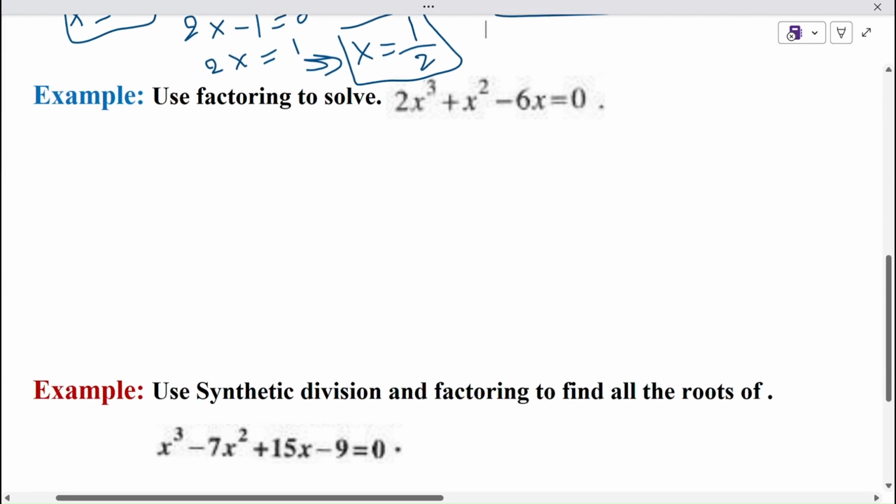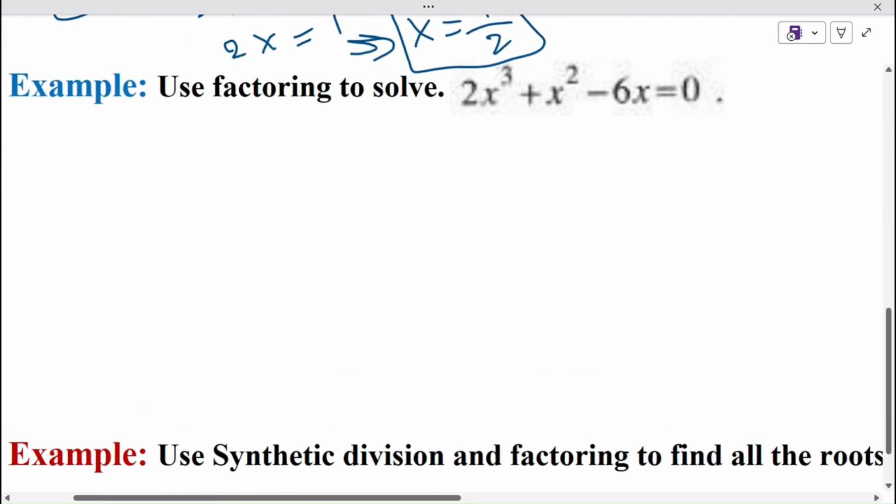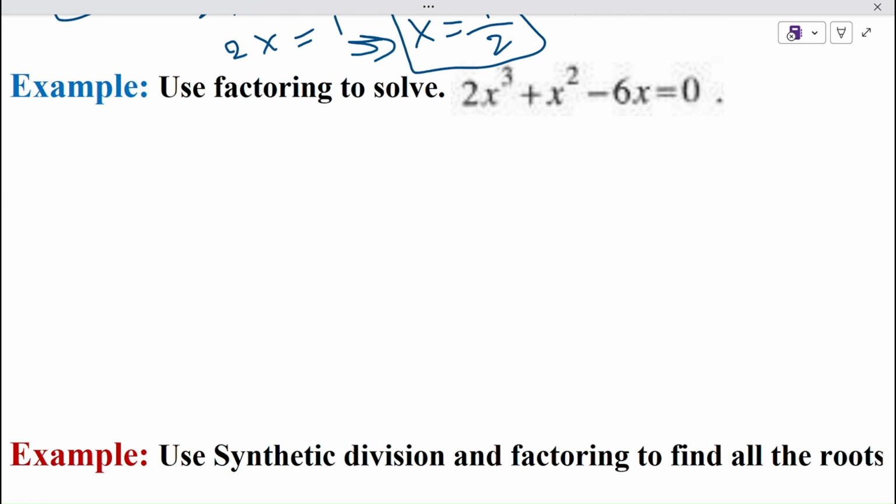Let's solve this one. Okay. Use factoring to solve this polynomial. Again, just look at here. In each term we have x. So again, where is the least power of x? The least power of x is 1. So divide all terms by x to power 1. Okay, take out x here. Then this becomes 2x to power 2.